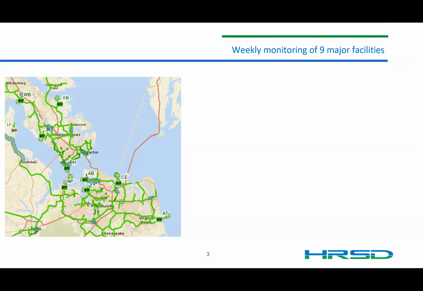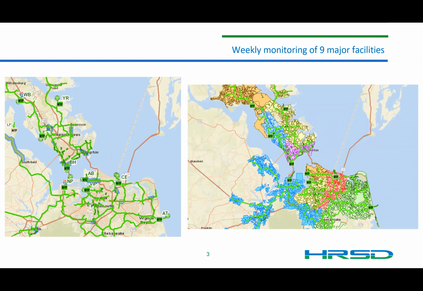Again, it's in Southeast Virginia. And most of our work focuses around the raw wastewater of our 9 major facilities that you can see there. And in this map, what you're looking at are the actual catchments for those wastewater facilities.